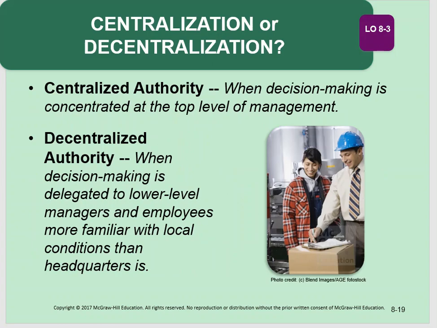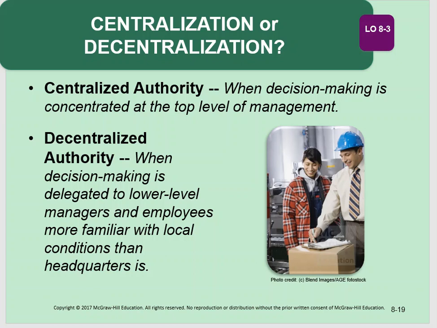Let's take a little bit of time to look at where decisions should be made. And let's look at the difference between authority that is centralized and authority that is decentralized. Centralized authority is when decision making is concentrated at the top levels of management, usually at corporate headquarters. So big decisions are made at corporate headquarters and then pushed down the bureaucracy to lower level managers and then employees. The opposite is known as decentralized authority.